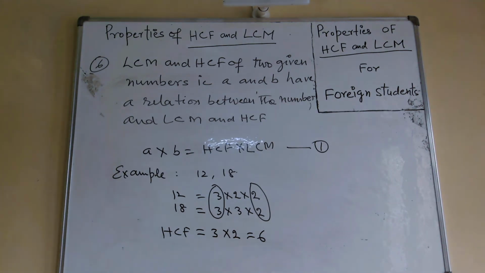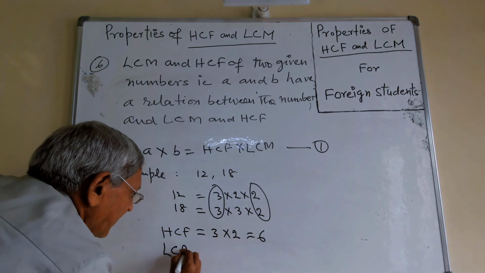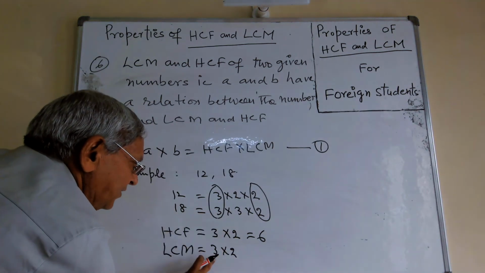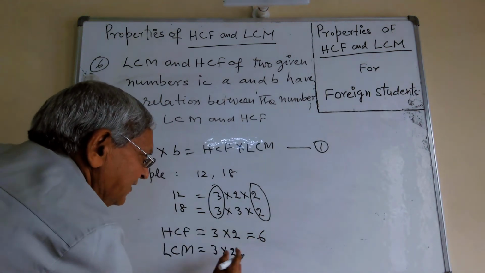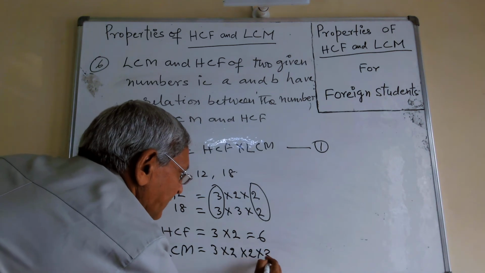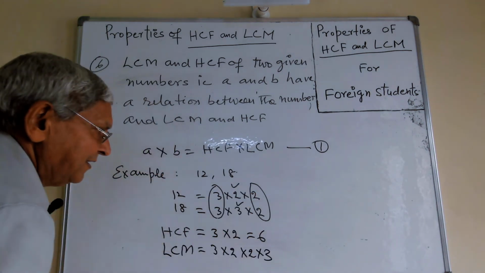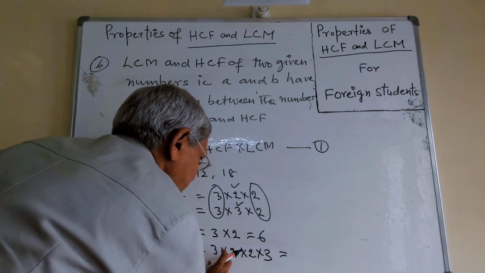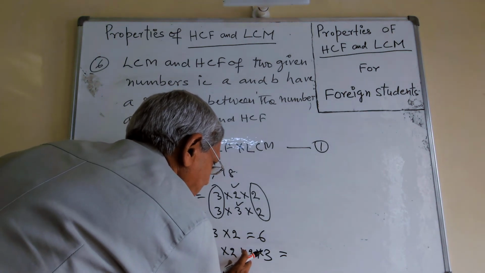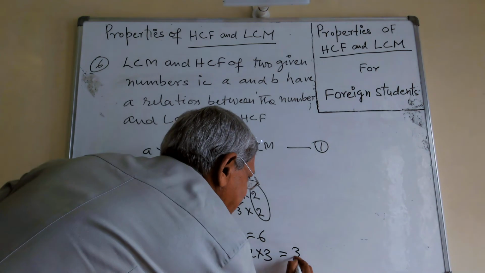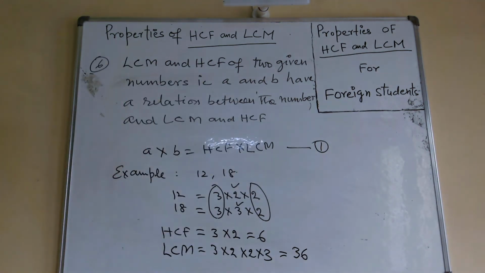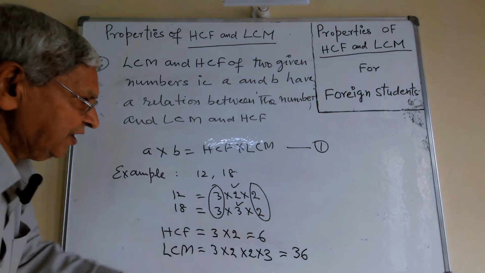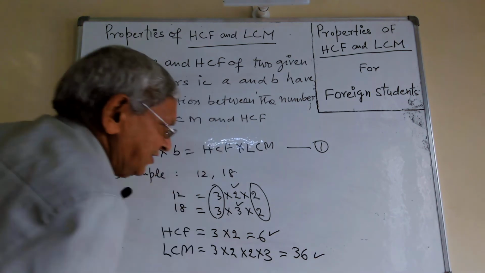My dear student, LCM is equal to 3 into 2. This is common, take it once. This is common, take it once. And the remaining 2 and 3 are also taken. 3 into 2 is 6, 6 twos are 12, 12 threes are 36. This is the LCM. So my dear student, we have to prove this property. HCF is 6 and LCM is 36.